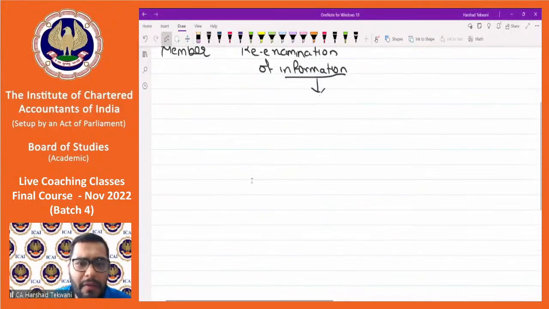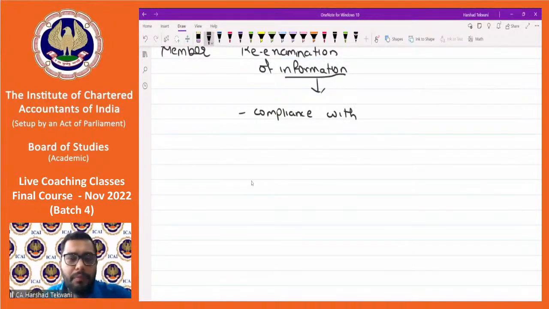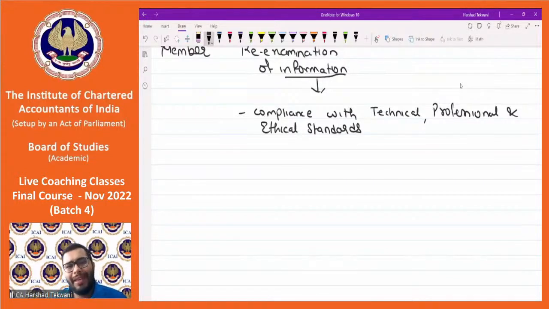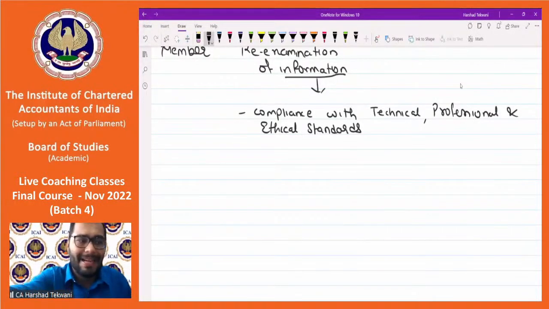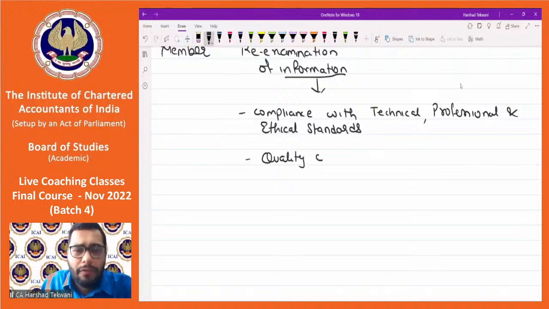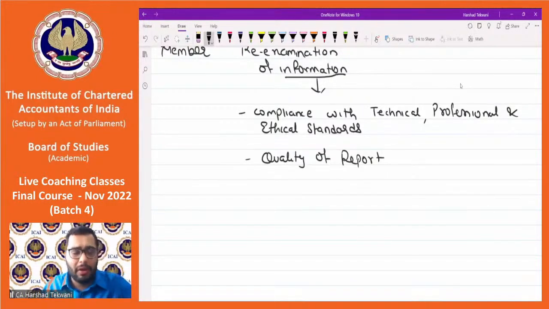So in peer review, number one, compliance with technical, professional, and ethical standards. So in peer review, we re-examine the information for compliance with the technical, professional, and ethical standards. Number two, quality of reporting, that is, how a particular entity or a particular member or a firm is reporting. What is the quality of their reporting?